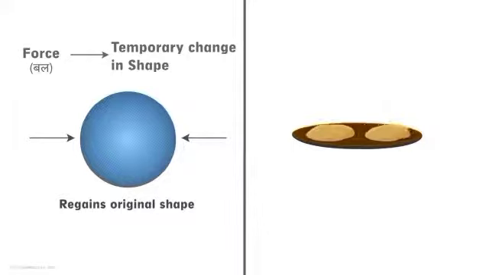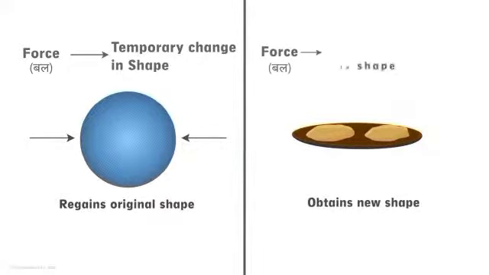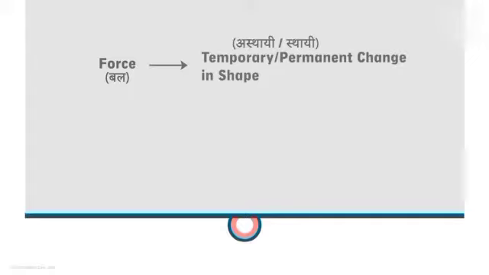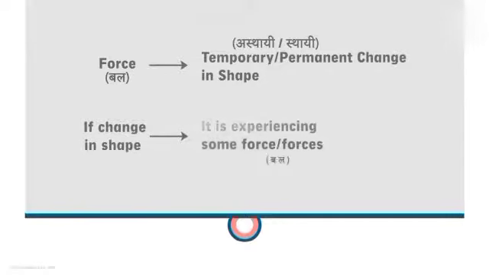If you take a dough instead of this sponge ball, now hold this dough between your palms and press it. You will observe that the dough takes a new shape. This dough does not regain its original shape even when you release your palms. Here we can say that there is a permanent change in the shape of the dough by this force. To regain the original shape of the dough, we need to apply an external force. What do we learn from these two experiments? A force can change the shape of an object temporarily or permanently.